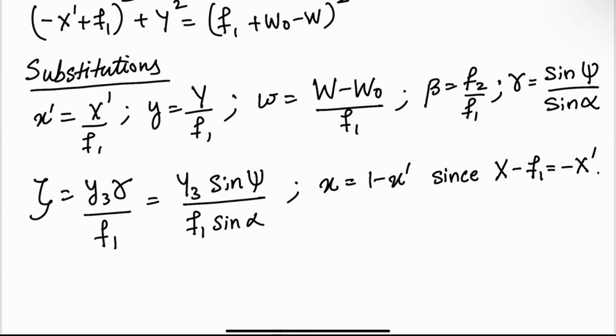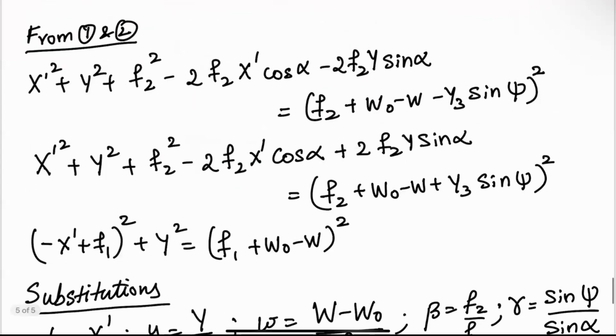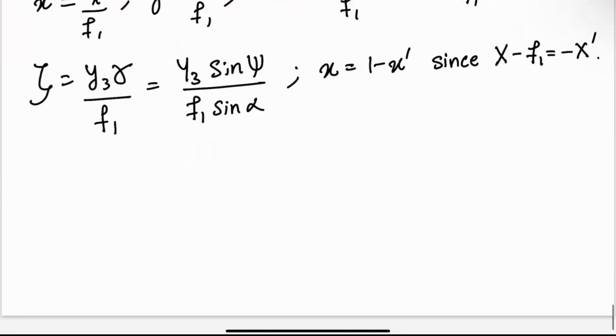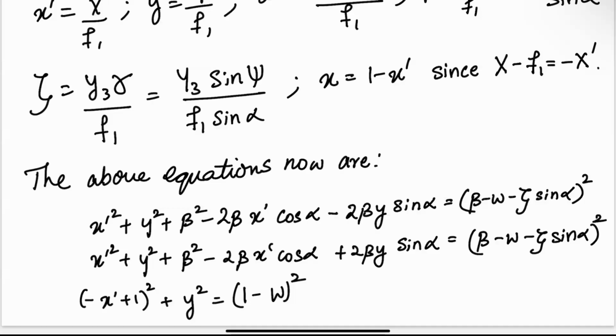Right? F1 was x plus x prime. Okay. So with these substitutions, I'm going to rewrite these three equations again. And let me do that and come back. Again, it will take a few seconds. Okay, so here are the three equations.